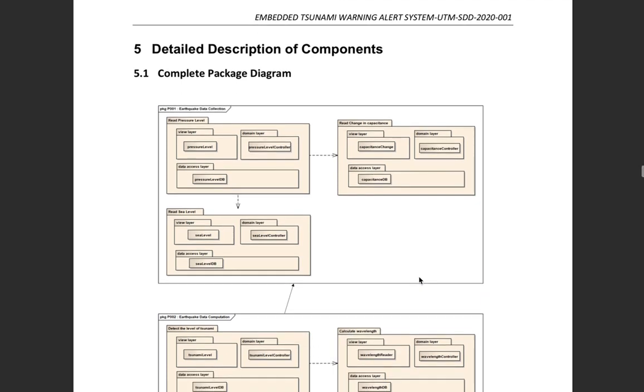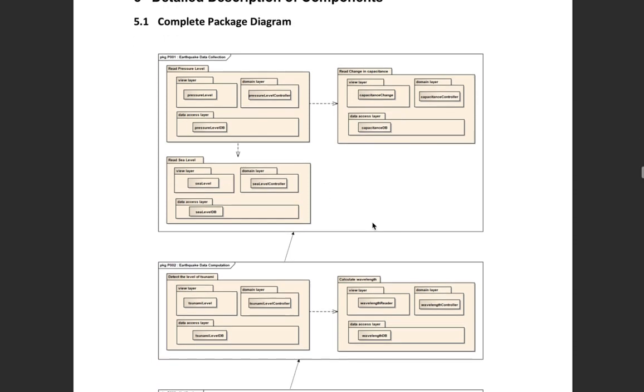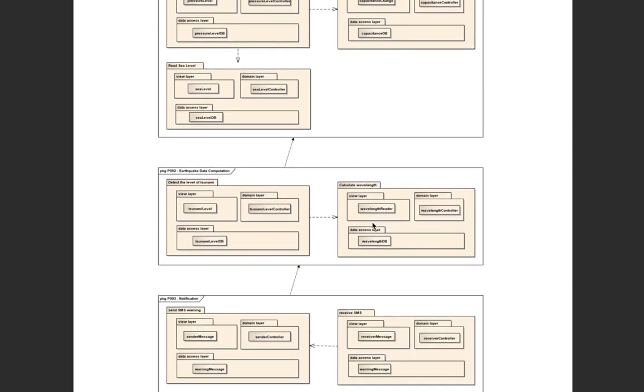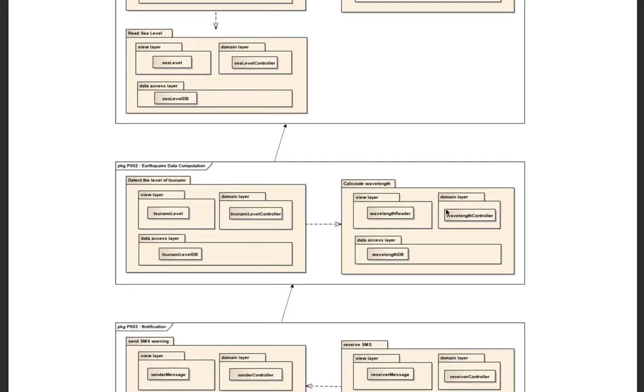The next part is our component design. The first one is earthquake data collection. As I have mentioned before, there will be three different parts: reading pressure level, reading changes in capacitance, and reading sea level. The second part will be the earthquake data computation package. In this package, there will be detection of the level of tsunami and calculation of the wavelength.